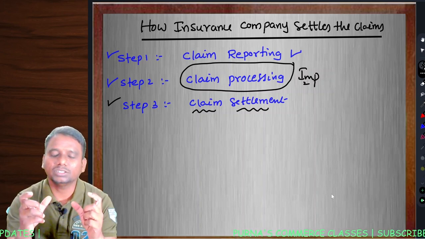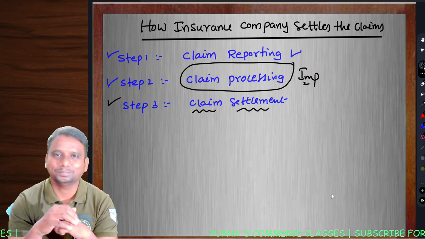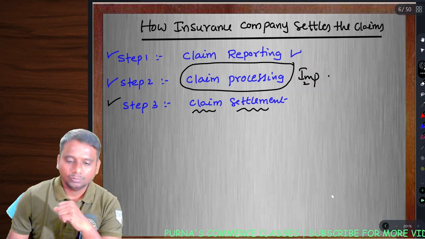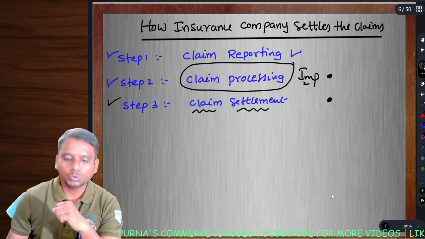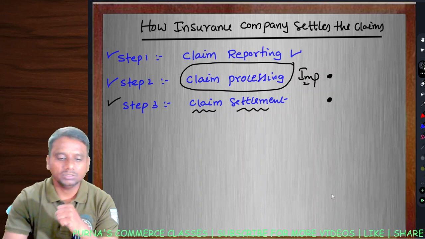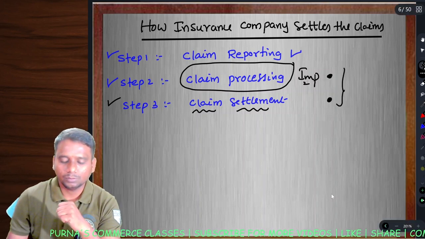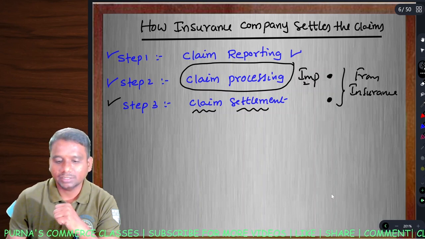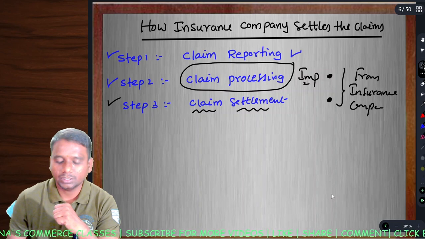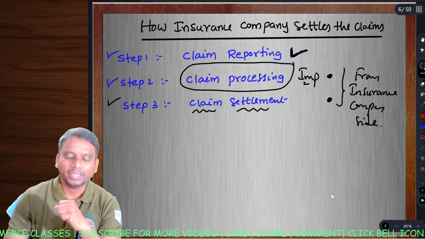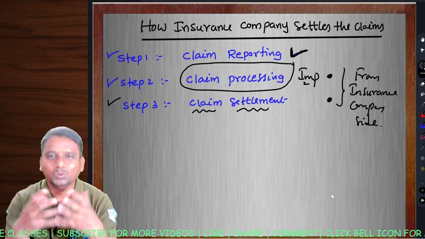This is how the insurance company settles the claim. Clear everybody? Now we will not bother about the second and third steps, because these two are not in our hands. These two steps are from the insurance company side. That means, what is in our hands then? Claim reporting. So we have to report the claim.